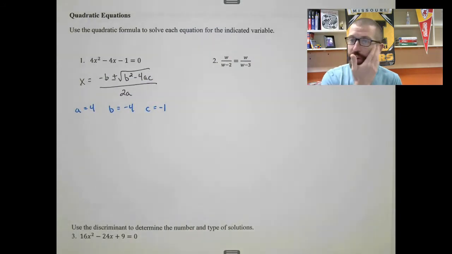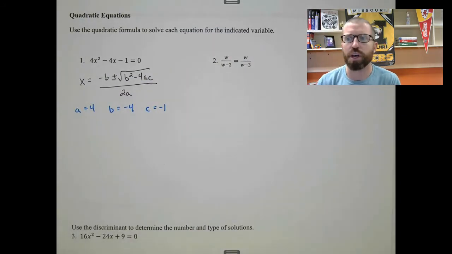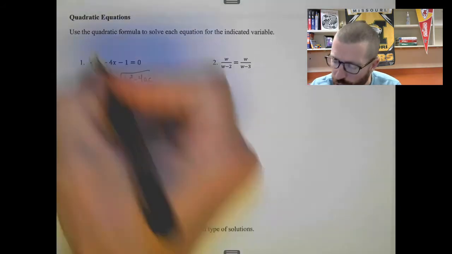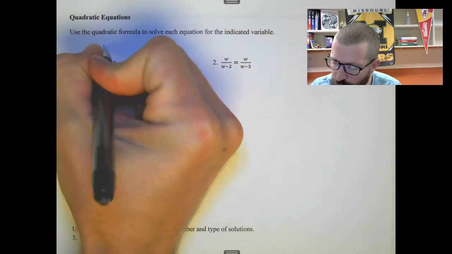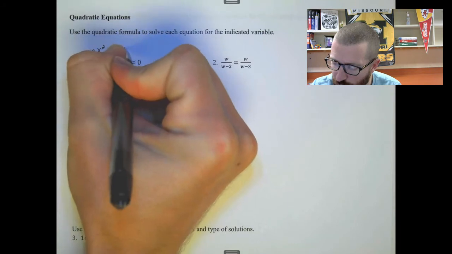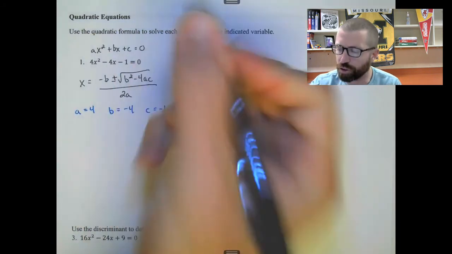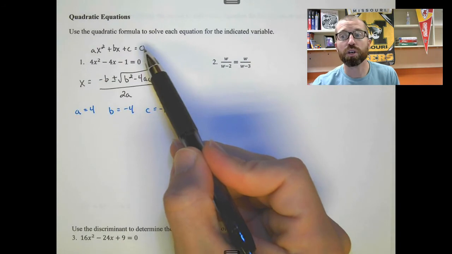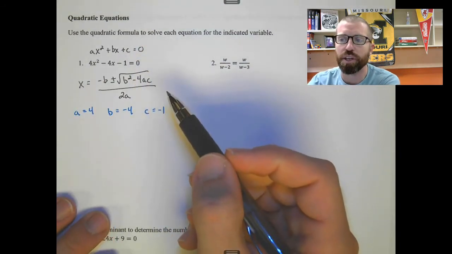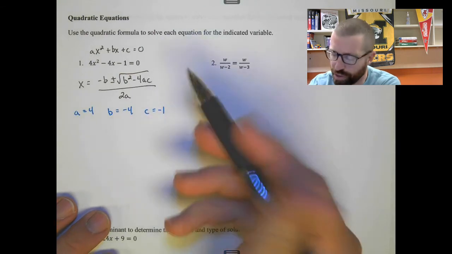You can do this in your head, that's fine, and you don't have to write it down. But if you write it down explicitly, one, it makes sure that this is in the right form, like these aren't flipped around. And remember, a is the number in front of x squared, b is the number in front of x, and then c is the constant. So that does have to be equal to 0 for this to work. And then the other thing it does is it just helps you write things correctly.